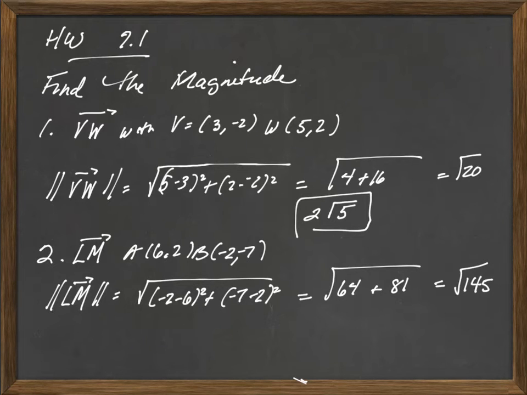So we'll just leave it like that, because 145, if you want to break it apart, is 5 times 29. 5 is prime, and 29 you can't break apart. So the square root of 145 is as simple as you're going to get. Let's move on to number 3.